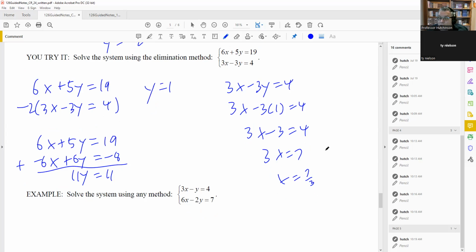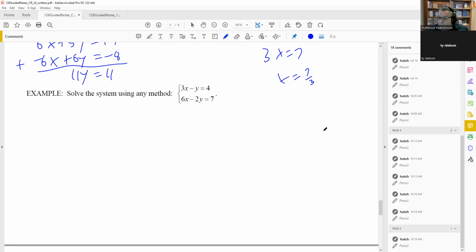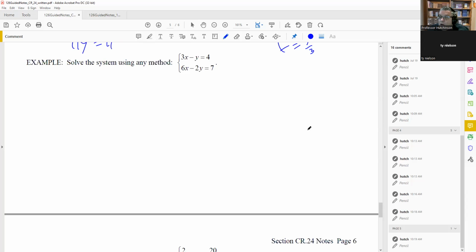Okay. Next one, we can solve it by using any method. So with this, we can either use substitution or elimination. In the notes on this problem, I did use substitution, so I'm going to show you elimination instead, just to show you could do either one. So I have a 3 and a 6 here, and a 1 and a 2 there, so I can actually eliminate either one. It doesn't matter.